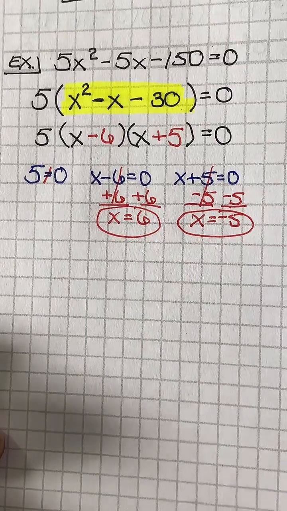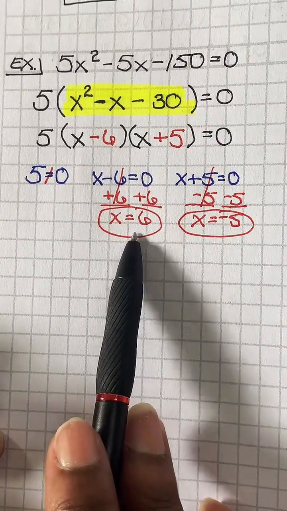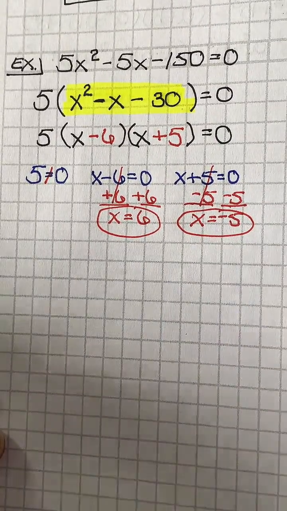So my 2 possible solutions are going to be 6 and negative 5.